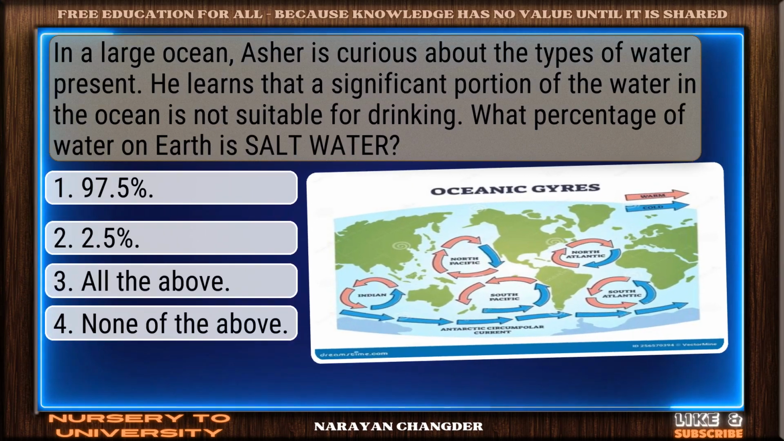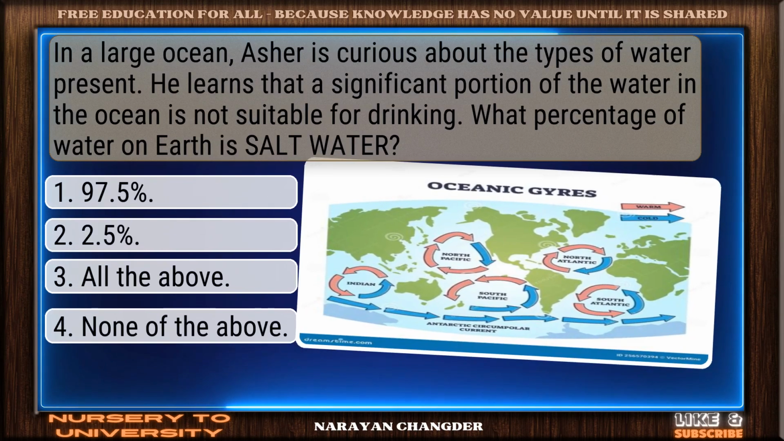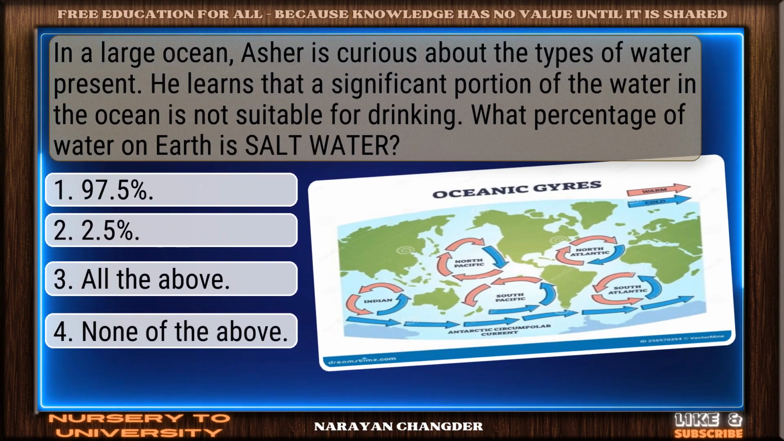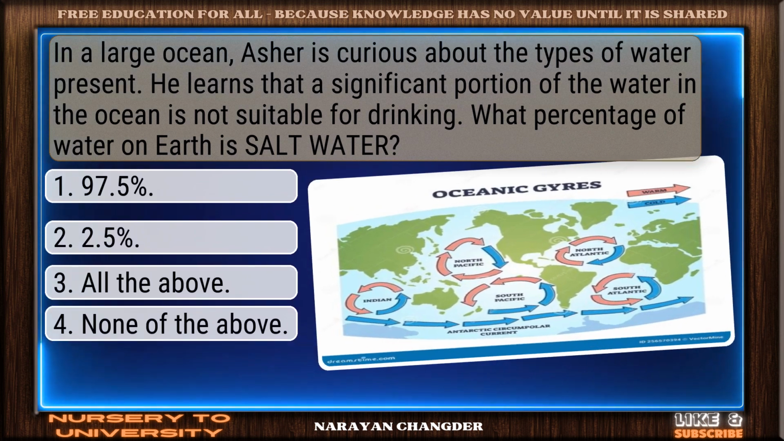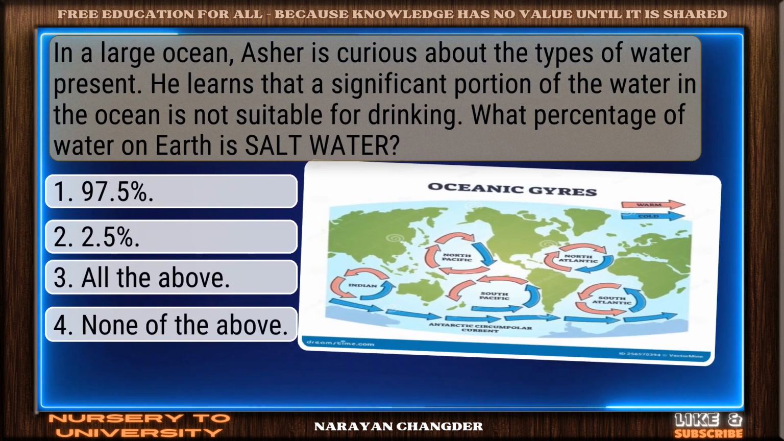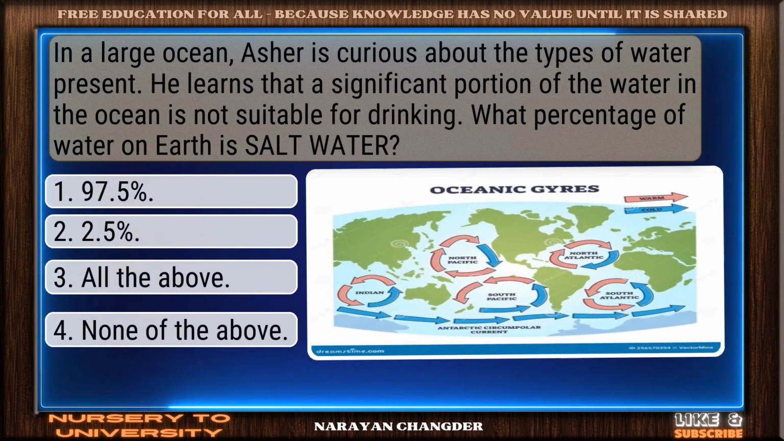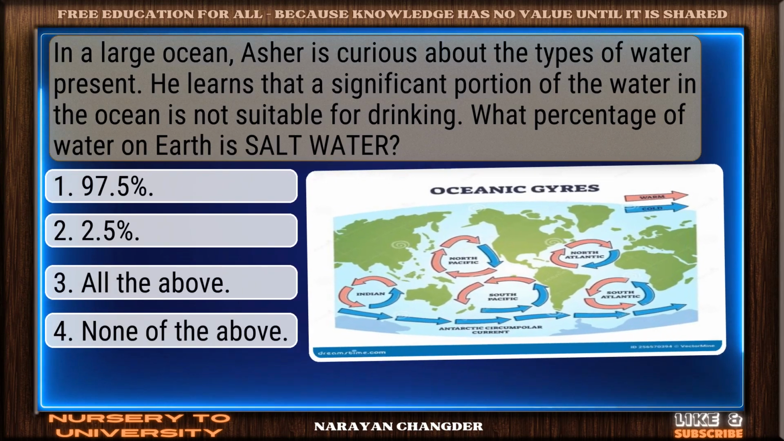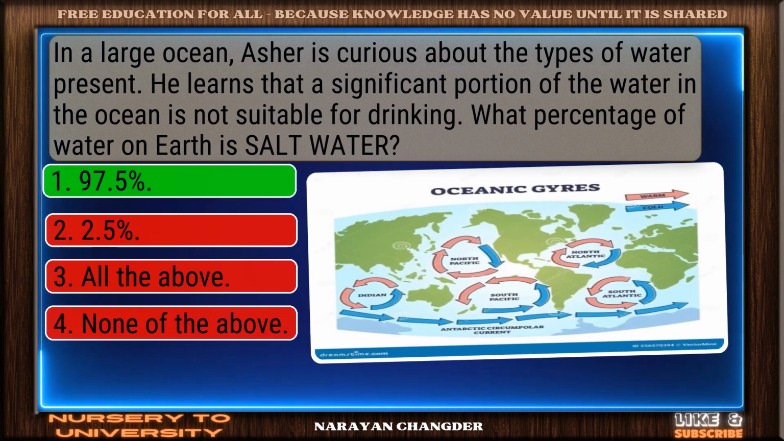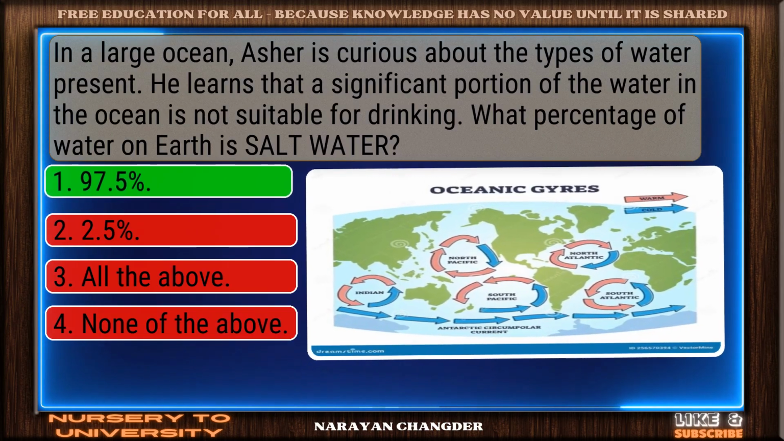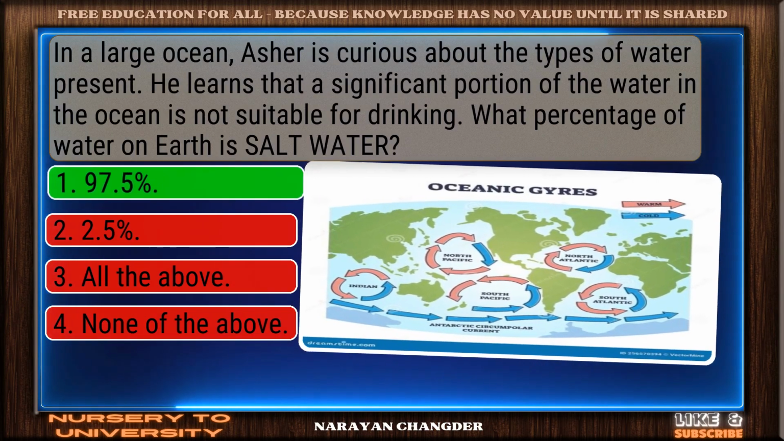In a large ocean, Asher is curious about the types of water present. He learns that a significant portion of the water in the ocean is not suitable for drinking. What percentage of water on Earth is salt water? Nice work. 97.5% fits perfectly.